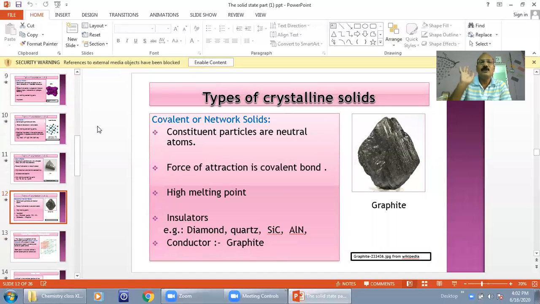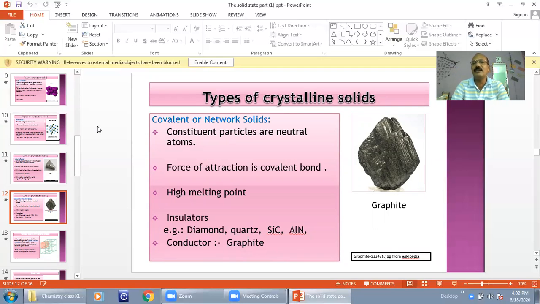In the covalent or network solid, the fourth type of crystalline solids, the constituent particles are neutral atoms. The force of attraction is the covalent bond. As it is a covalent solid, the force of attraction is the covalent bond. They are neutral atoms. They have high melting points. They act as insulators.